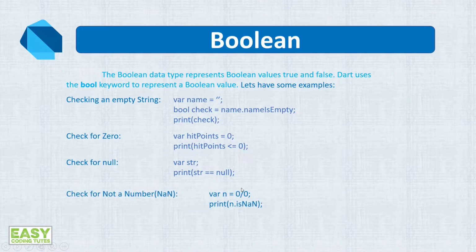Check for not a number. If any number is divided by 0, in Dart it is not a number, NaN. So if we check isNaN, this property also returns true if it is NaN, otherwise it will return false. So 0 by 0 is NaN, so we will get true here also.